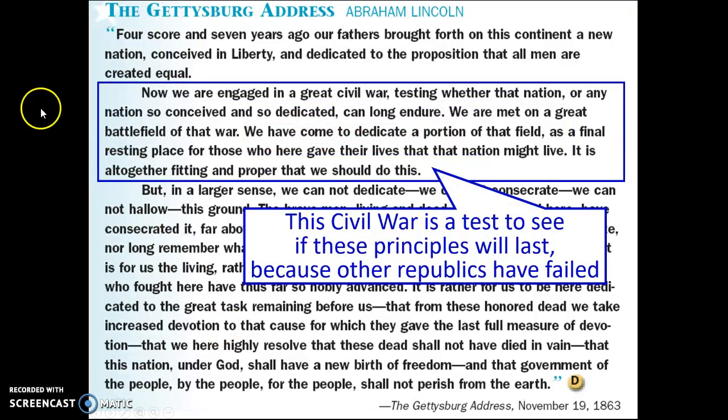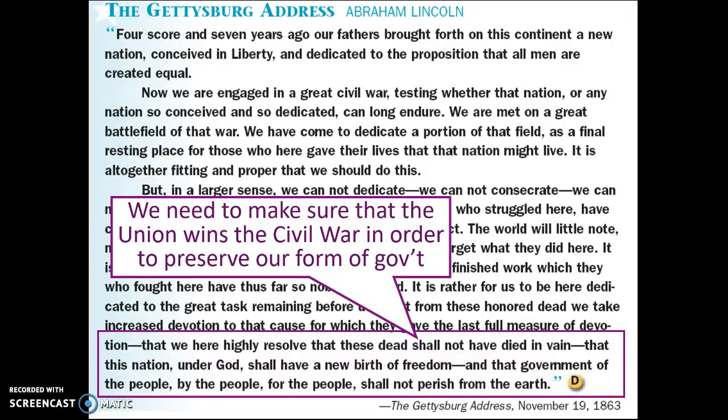Also, in the second portion of the speech, the Civil War is a test to see if these principles will last, because other republics have fallen, have failed. So he's essentially saying that for this American experiment, if we don't win this war, it loses 100%. So what we need to do is ensure that we win this war, not just for ourselves, but for all future republics that will exist. Because if we can't win this, then those republics are sure to fail as well. And he does not want that to happen.